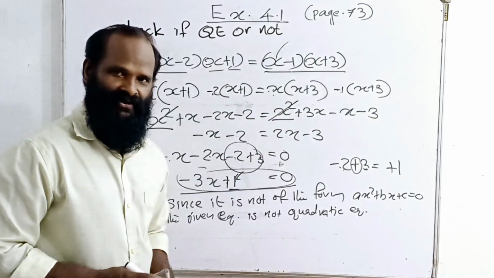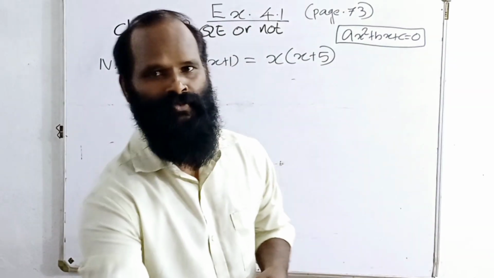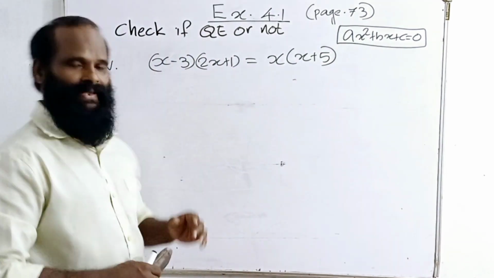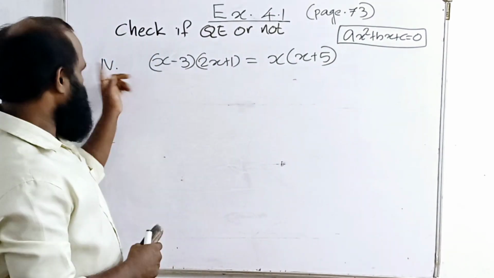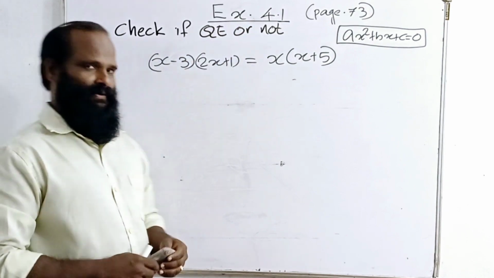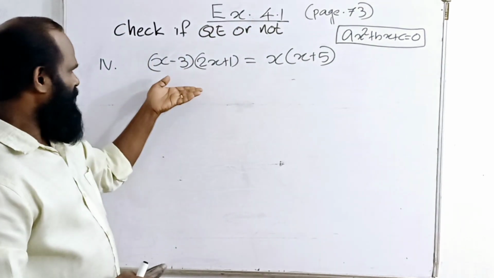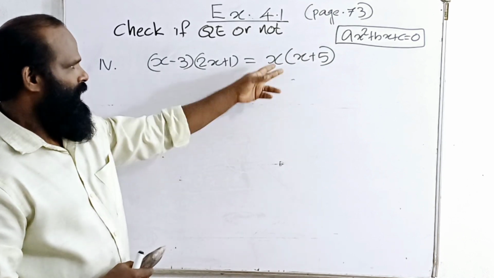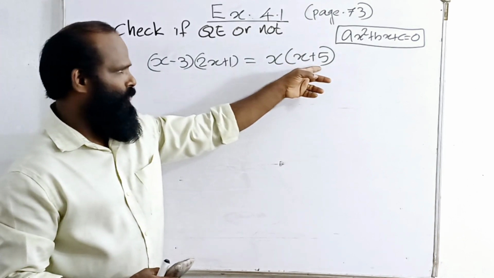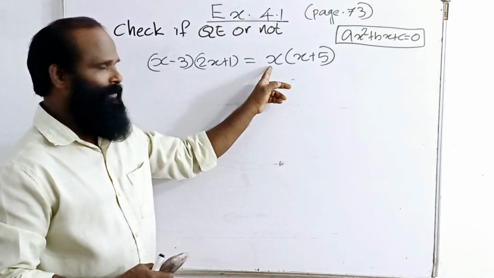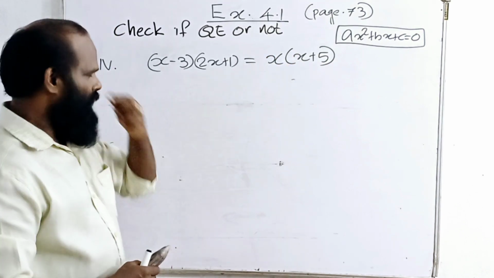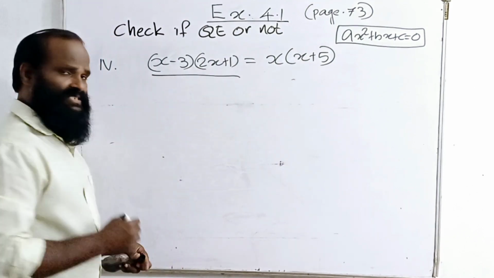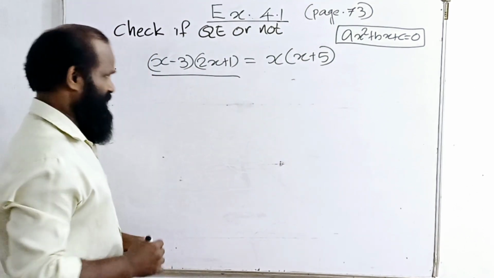This is question number 3. Well, we have one more question to check whether it is a quadratic equation or not. That is question number 4 from exercise 4.1. We have two binomials here, and see, one binomial is going to be multiplied with a monomial. They are to be multiplied as we did in the previous question.